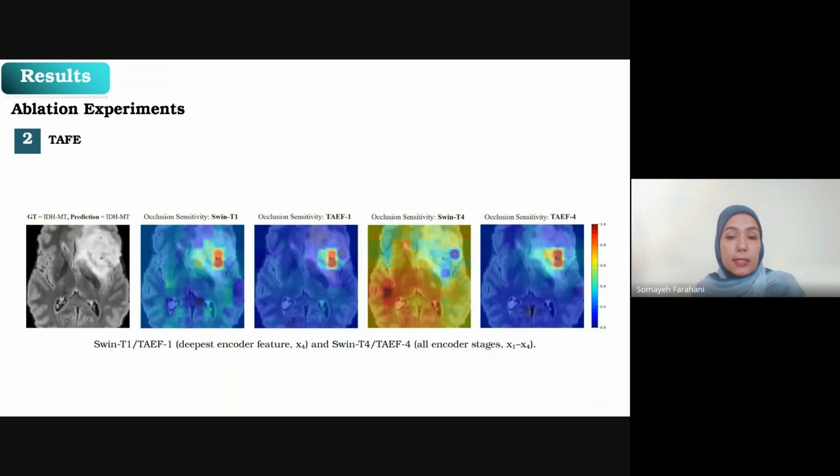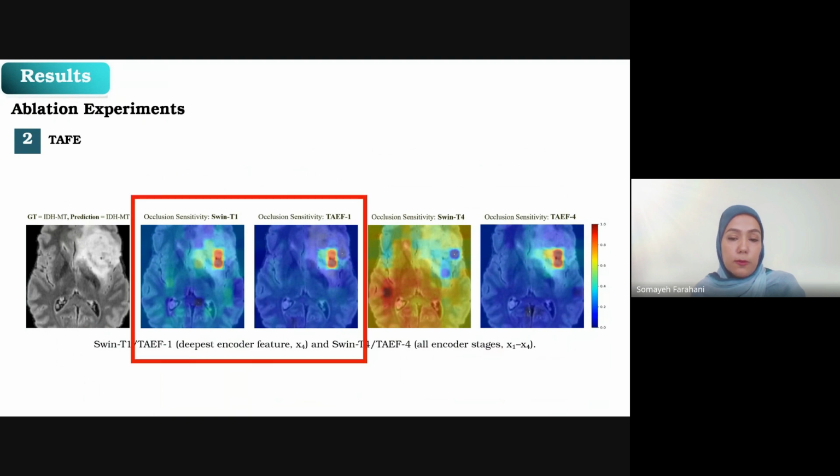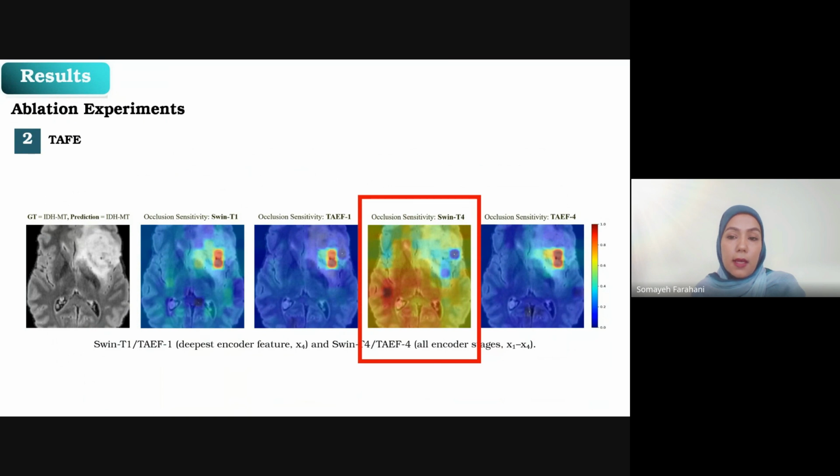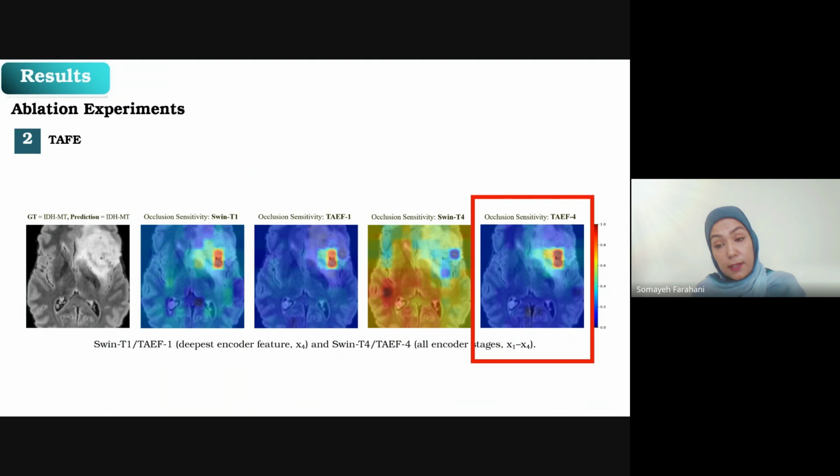And to see what's happening inside this module, we looked at the occlusion sensitivity map overlaid on the FLAIR scans. With features from X4, I mean the deepest stage of the encoder, both TAP and SWIN transformer focus on the tumor area and classify the case correctly. But with all four stages, the SWIN transformer misclassified the case, and its heat map shifted focus to non-tumoral areas. In contrast, TAP focused on the tumor and got it right.